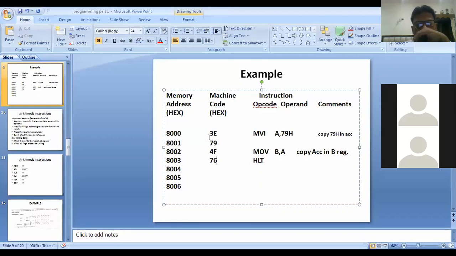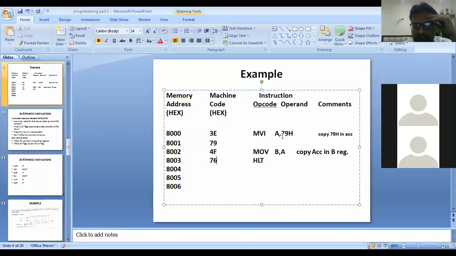Yes, go ahead. Sir, can we directly move the 79H data to register B using MVI? Why not? Of course we can. Why are we loading into the accumulator first? Because the problem is saying that first load the 79 in the accumulator and then copy the data into the B register. Okay, thank you, sir.